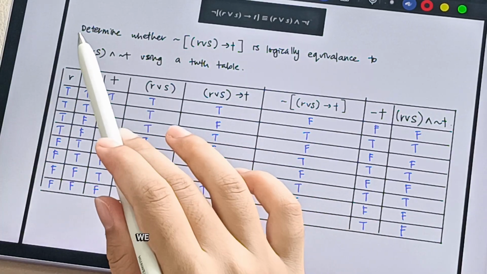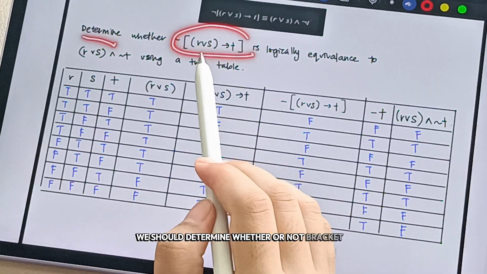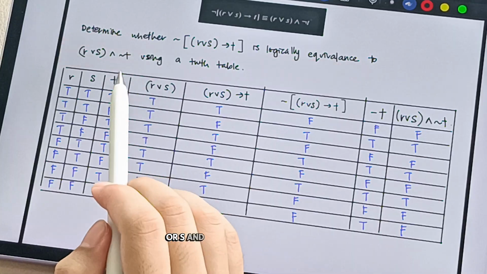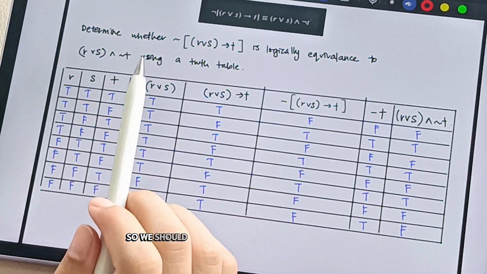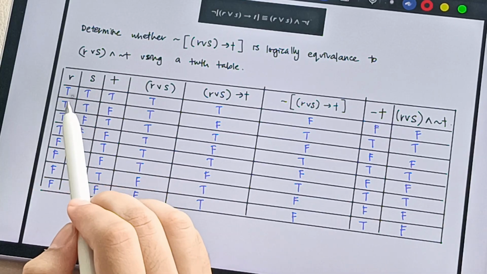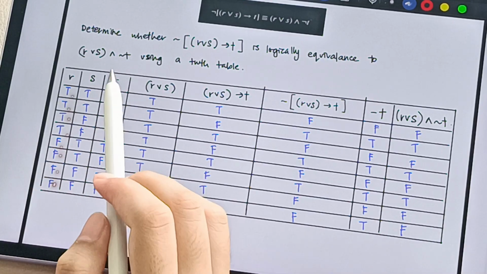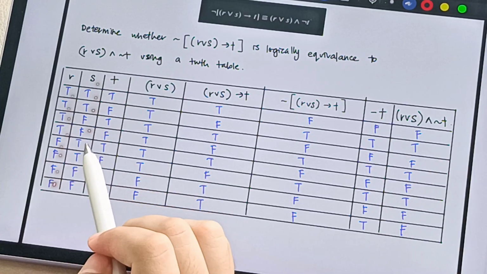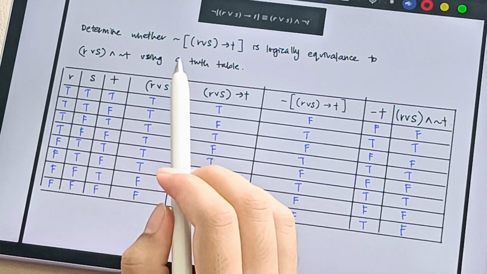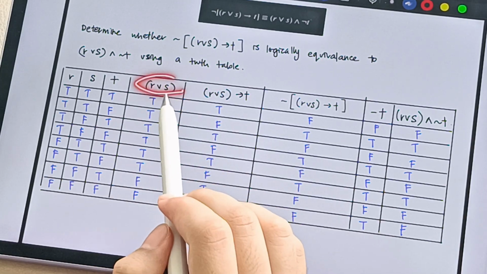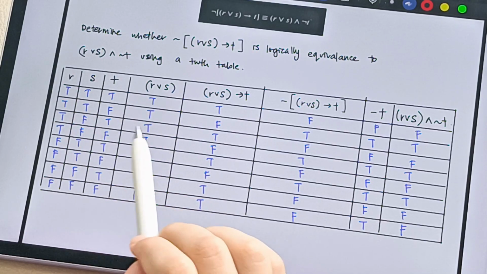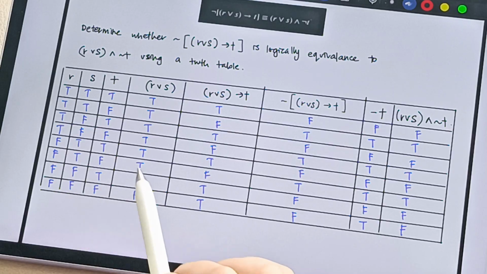For my question, we should determine whether not (R or S) implies T is logically equivalent to (R or S) and not T using a truth table. So we should find the truth values for R, S, T. For R: T, T, T, T, F, F, F, F. For S: T, T, F, F, T, T, F, F. For T: T, F, T, F, T, F, T, F. So we should find R or S: T, T, T, T, T, T, F, F.